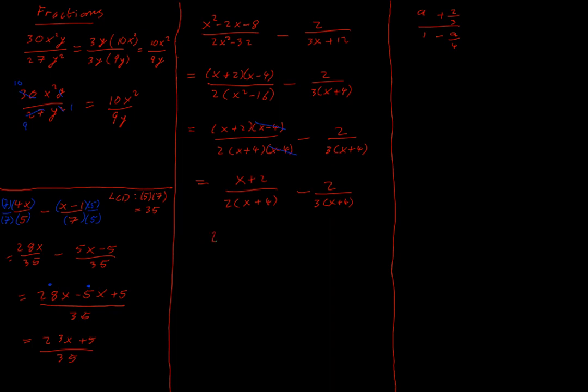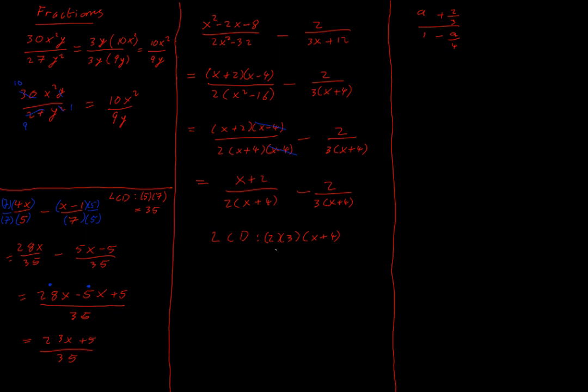Well, now, what is my lowest common denominator? It's going to be, well, x plus 4 is common to both, so it's going to be 2 multiplied by 3 multiplied by x plus 4. That's the smallest number that all of my denominators divide into, which is what the lowest common denominator would be. It's the lowest common multiple of my denominators.